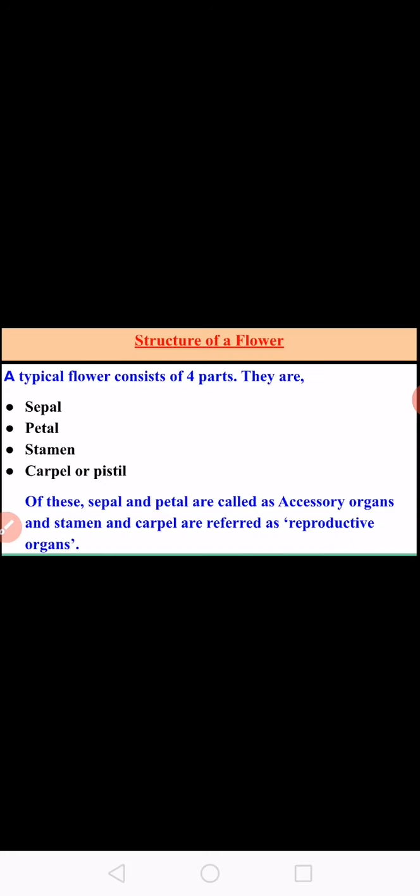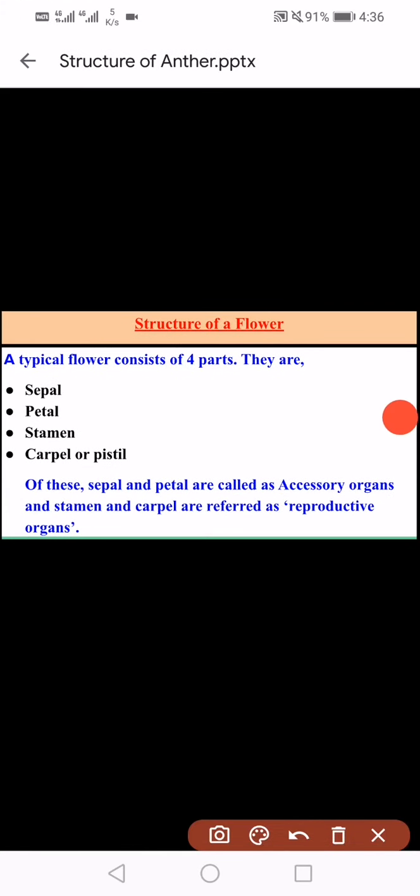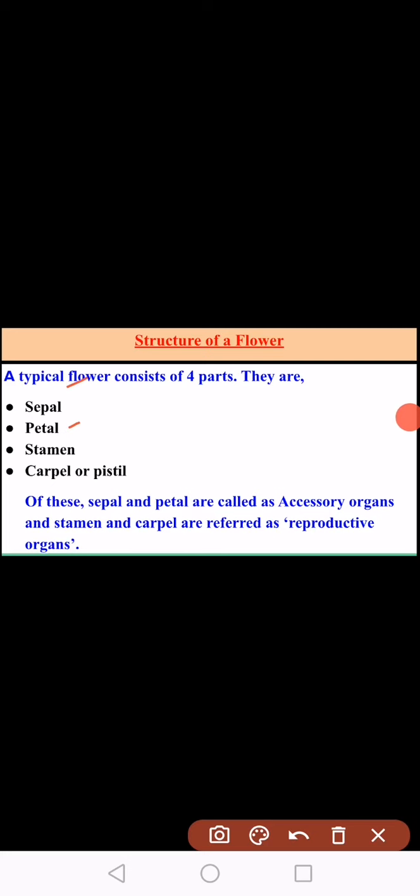So in lower classes, you might have studied about the flower structure, right? A typical flower consists of 4 parts. They are sepal, petal, stamen and carpel. These are the 4 main parts of a typical flower. Now of these 4 parts, the first 2 parts, sepal and petal, are not involved in the process of reproduction. Hence, these 2 parts are referred to as accessory organs or non-essential organs of a flower.